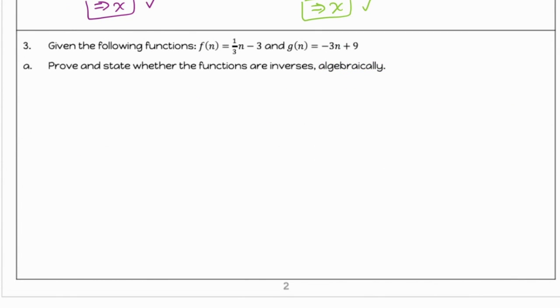All right, so for number 3, what I would like you guys to do is try this one on your own and let's see if we are able to get the hang of this and get the same answer as me.